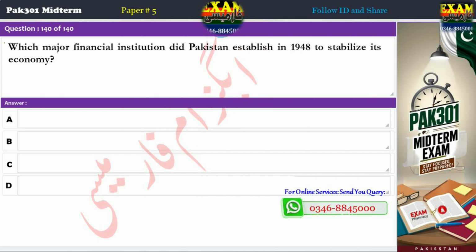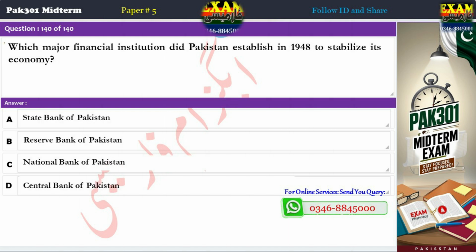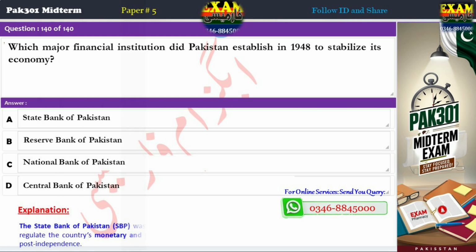Question 140. Which major financial institution did Pakistan establish in 1948 to stabilize its economy? A. State Bank of Pakistan. B. Reserve Bank of Pakistan. C. National Bank of Pakistan. D. Central Bank of Pakistan. Correct answer: A. State Bank of Pakistan.